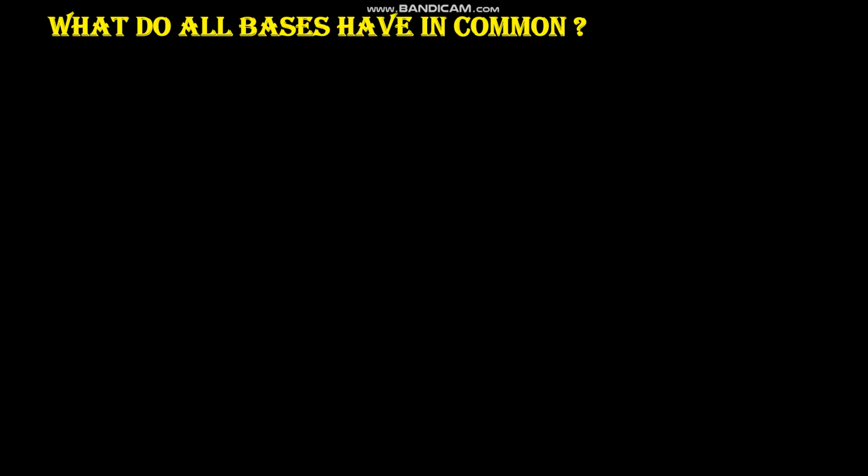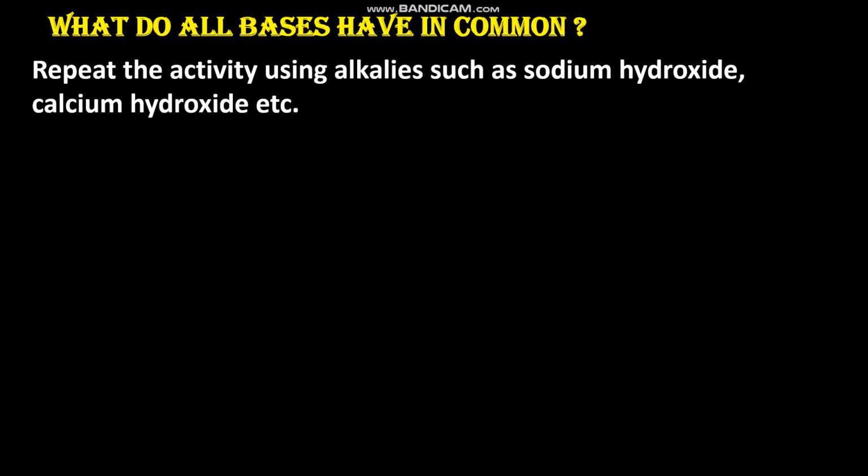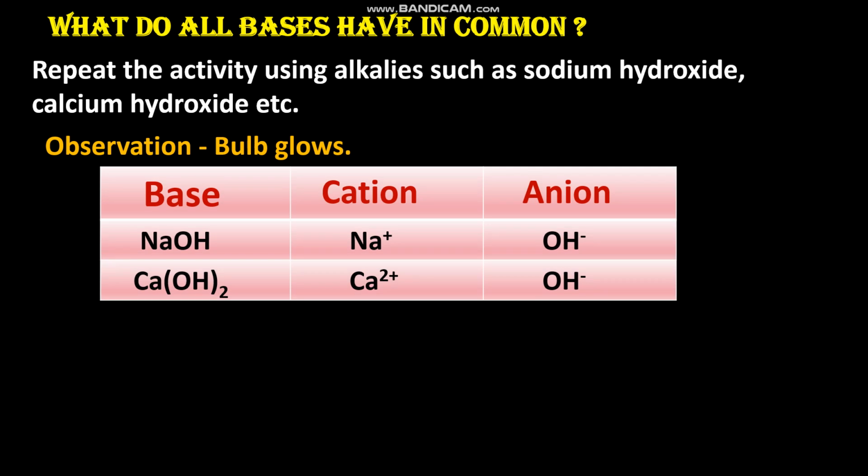Now let us see, what do all bases have in common? We can repeat the same activity we have done with the acids, glucose and alcohol, using alkalis. What are alkalis? Bases that dissolve in water are called alkalis, such as sodium hydroxide, calcium hydroxide, potassium hydroxide, etc. So what can we see? We can see the bulb glows. What is the reason for that?